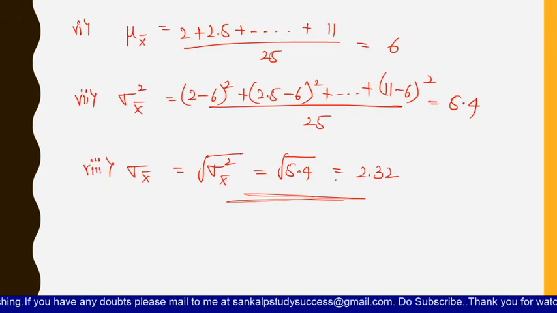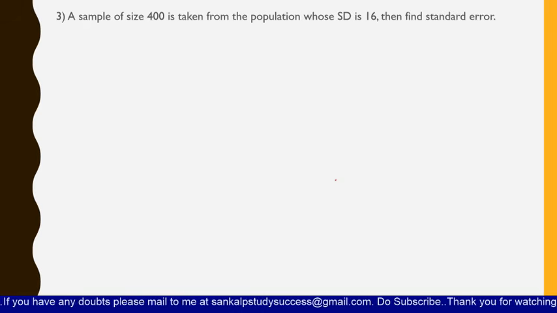So now we are going to solve a small problem here, which is of a different model. Here a sample of size 400 is taken from the population whose standard deviation is 16. That means we are given the standard deviation and also the size of the sample. Then you have to find the standard error. See, we will write the given information first.